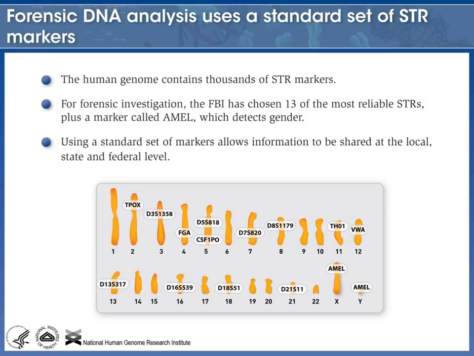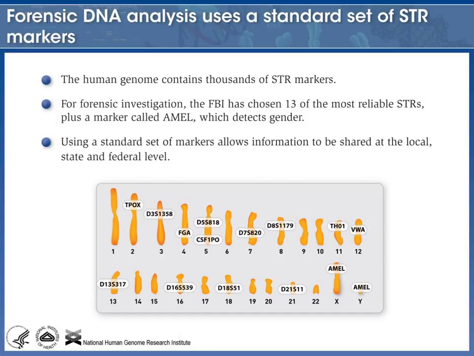Now, the human genome contains thousands of STR markers. For a while, the FBI used 13. They now use something like 20 or 30, if they use this STR thing, or they use this different thing where they actually identify the nucleotide at each place. If you use a standard set of markers, it allows information to be shared at local, state, and federal levels.